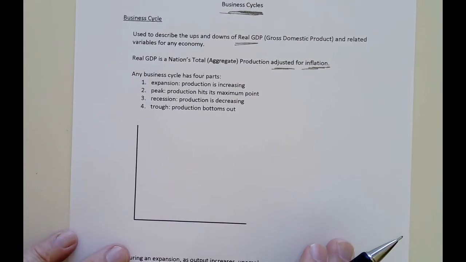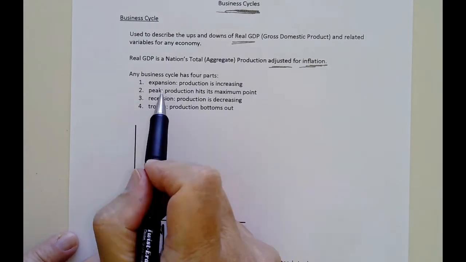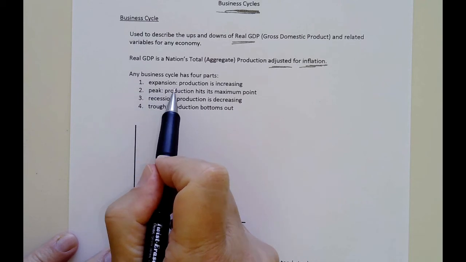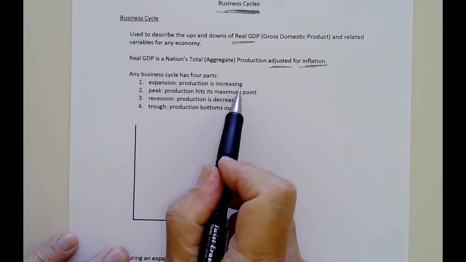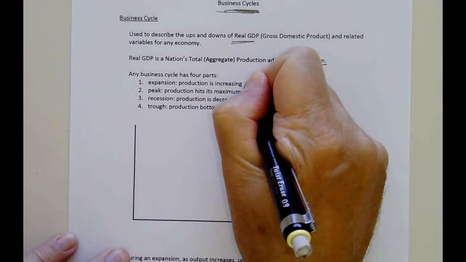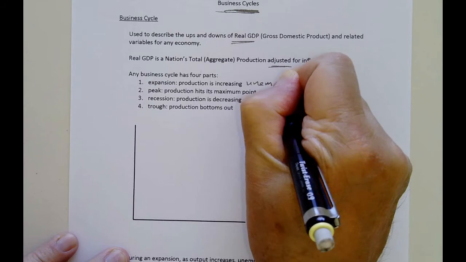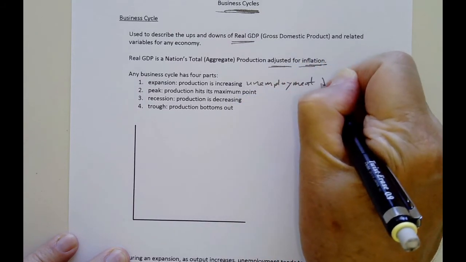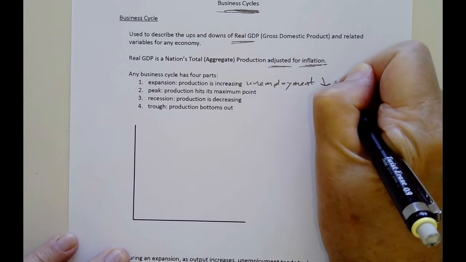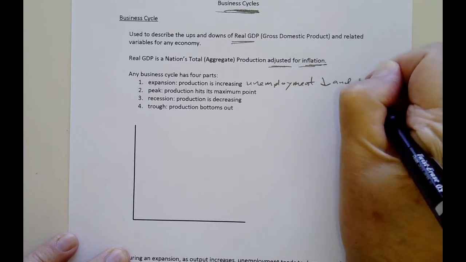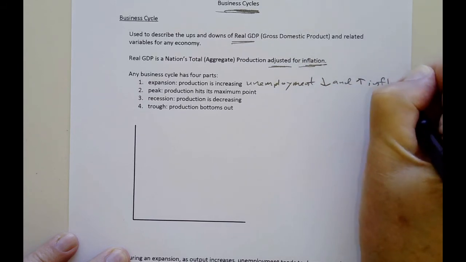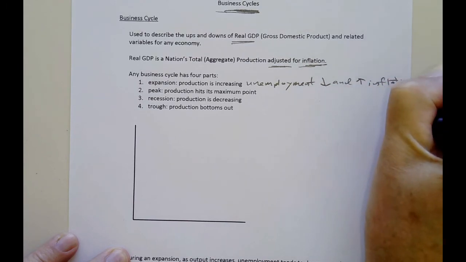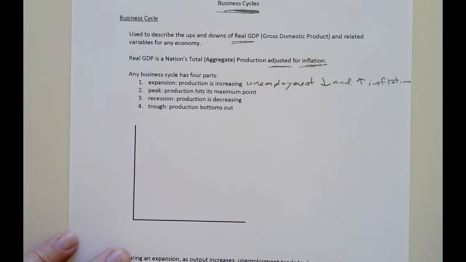Any business cycle has 4 parts. There's the good part, when the economy is doing well. We call that an expansion. Production is increasing, and when production is increasing, usually unemployment is falling. And you might get more inflation, higher prices, as resources are bid up, we have higher demand for cement, for computer circuits, things like that, and for labor.